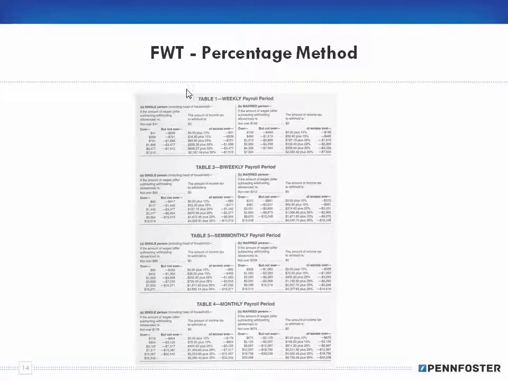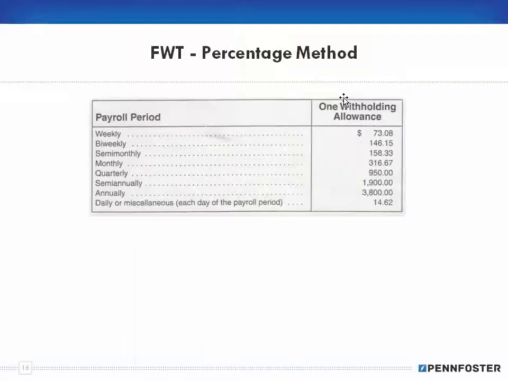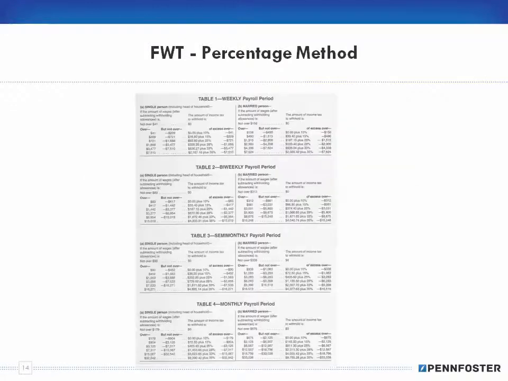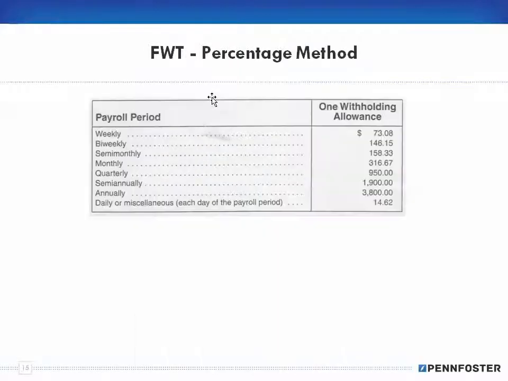So in your textbook, you see the table for doing the percentage method. Okay, and I'm going to blow this up in a little bit so that we can see the detail of it. But realize that when we're going to use the percentage method, we have to take into consideration our allowances. The allowances are not shown on the tables for the percentage method. And you'll see what I mean in just a second here when I blow it up.